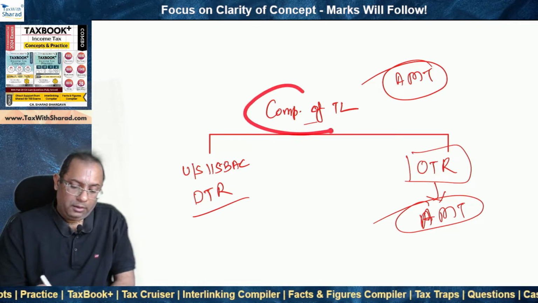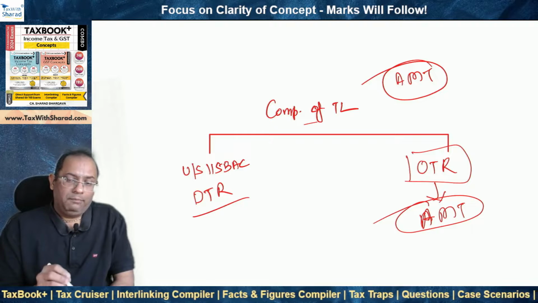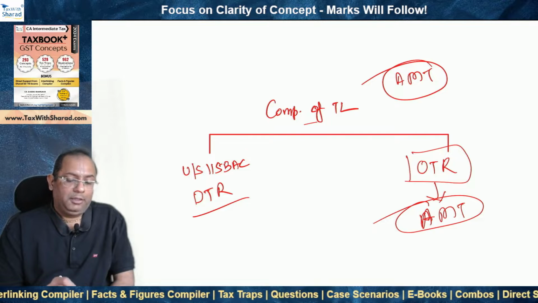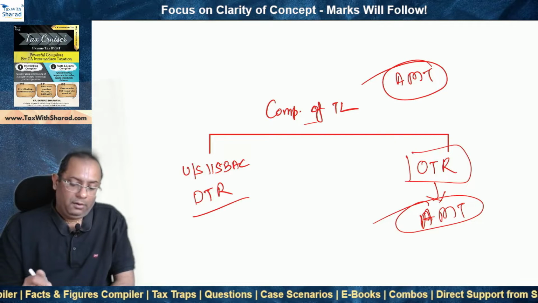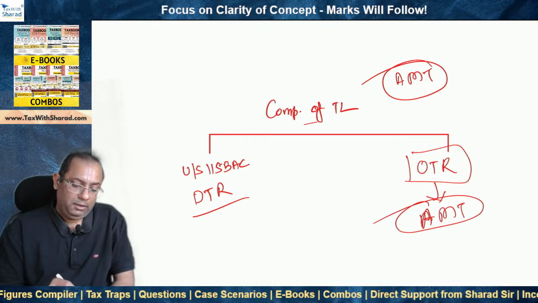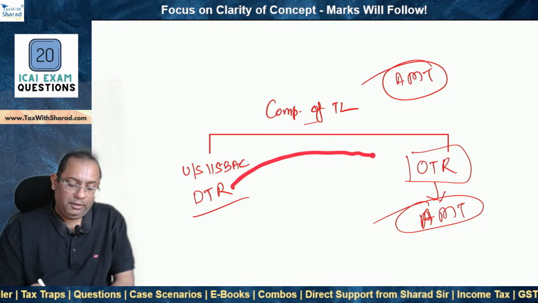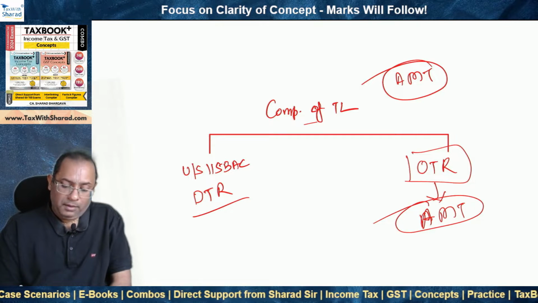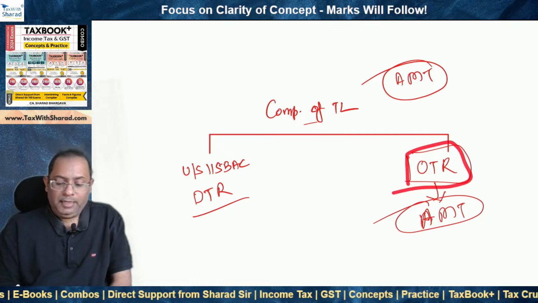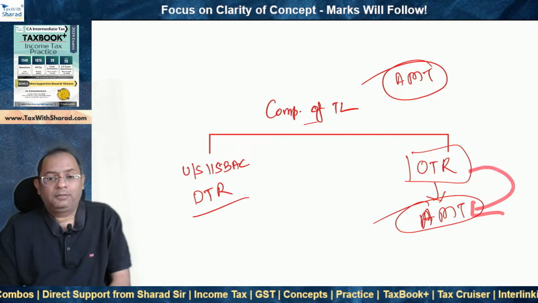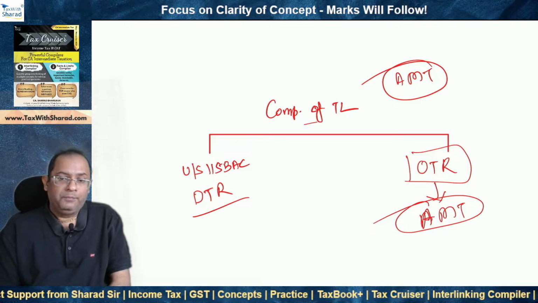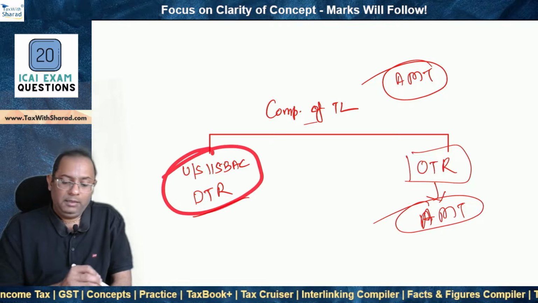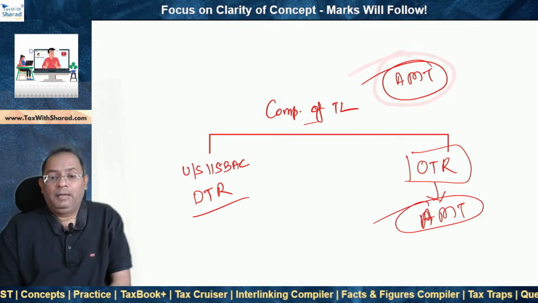So when we are talking about computation of tax liability, you can compute tax liability either under the default tax regime, which means under section 115BAC, right? Or under the optional tax regime. So if the assessee opts out or moves out of the default tax regime, what becomes applicable is the optional tax regime. And when we are talking about the optional tax regime, the provisions of alternate minimum tax or AMT can also come into play. What you need to note is when 115BAC is applicable, AMT is not applicable.